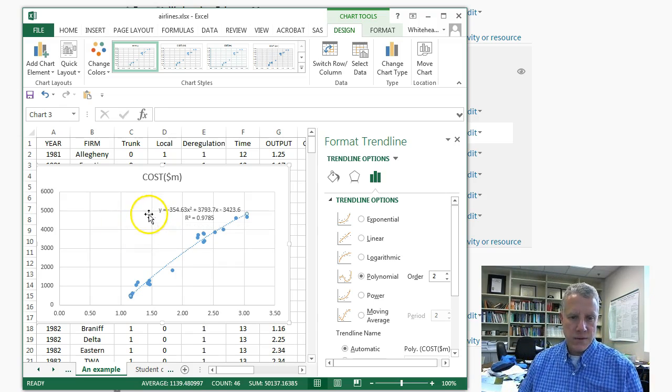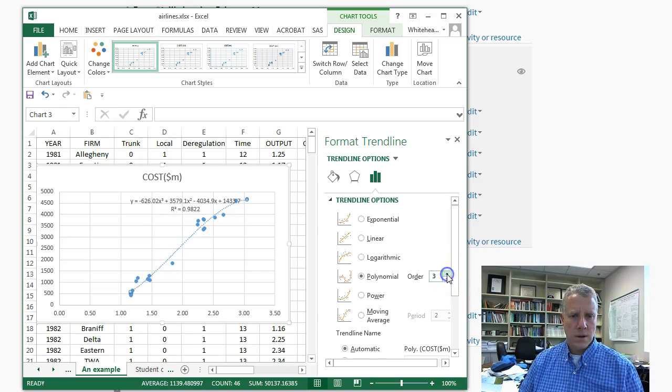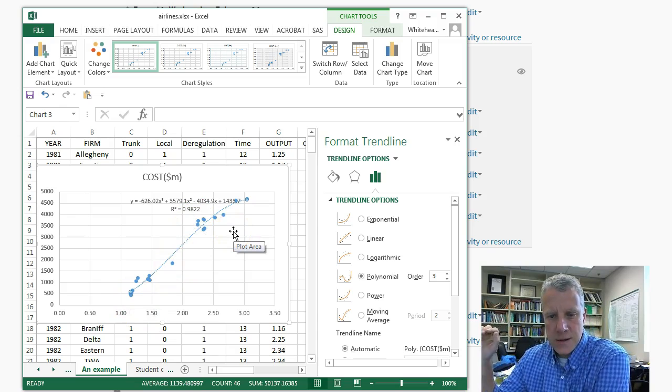or the D's, E's, and F's, or whatever we call them. But it's still the same function. Polynomial of order 2 increases our r squared, but the shape of the total cost curve is not consistent with our theory.